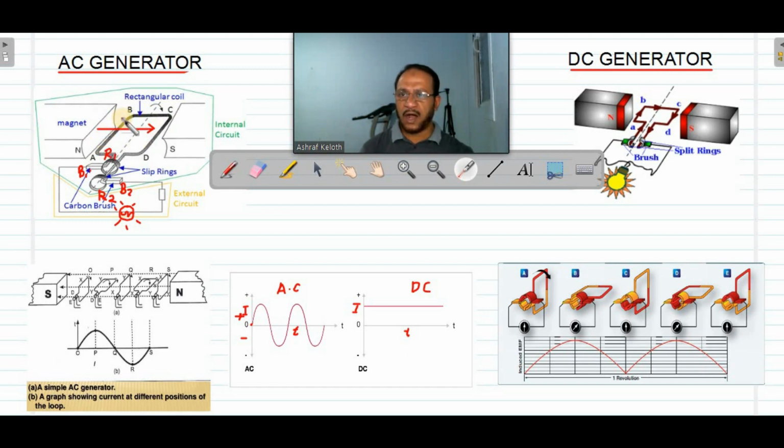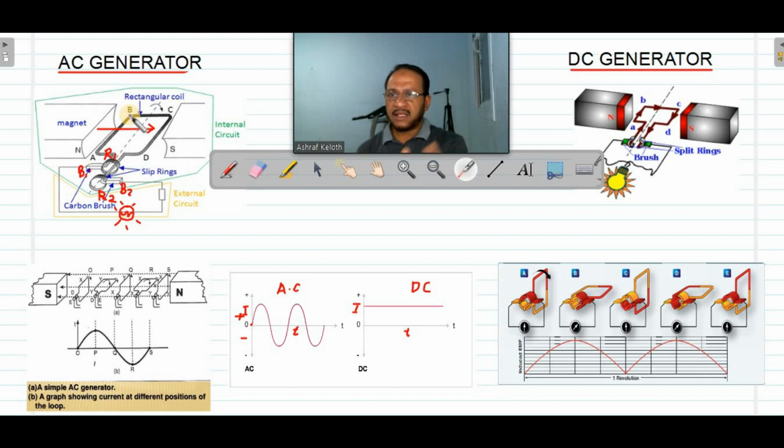When we take the two arms, two sides of the rectangular coil AB and CD, according to the rotation of the rectangular coil ABCD, we can see what will be the direction of current induced in the coil. First we will take the side AB and apply the right hand rule. According to the right hand rule, your index finger should be in the direction of magnetic field. So magnetic field is from north to south, left to right.